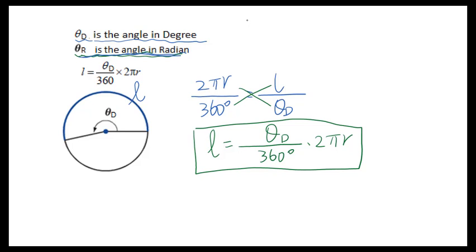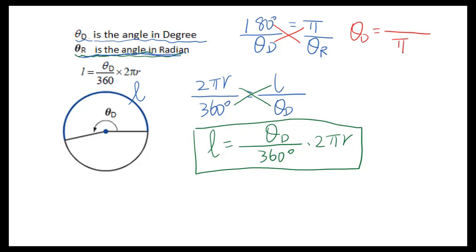We know 180 degrees equals pi. This over theta d, that's the angle in degree. This is theta r. We use this equation to figure out the relationship between theta r and theta d. You will get, cross multiply, pi go to denominator, 180 degrees times theta r, angle in radian. Now we plug in here, we use this one to substitute for this theta d. We will get theta d is 180 degrees over pi times theta r.